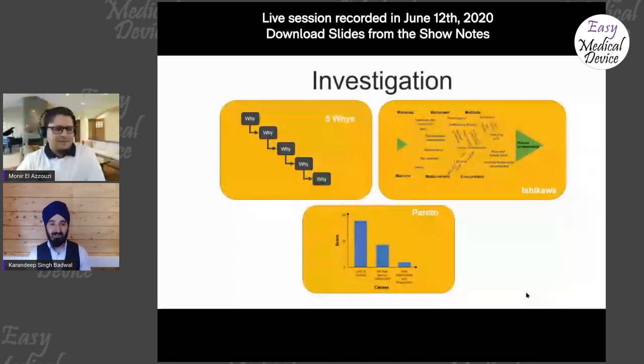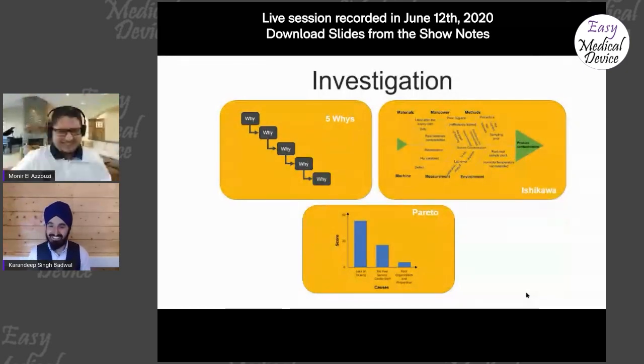Yeah, I agree. That's a brilliant analogy. Imagine you're a child and just keep asking why, and then you get to the root cause of why that is actually the case. Exactly.